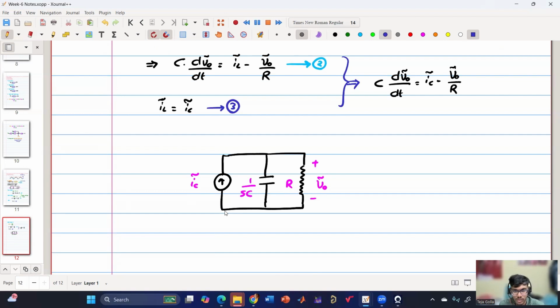Just one basic thing. In the previous thing, we have considered control to output as V naught perturb by D perturb. But here we are considering it V naught by IC. Why is that, sir? Yes, okay.